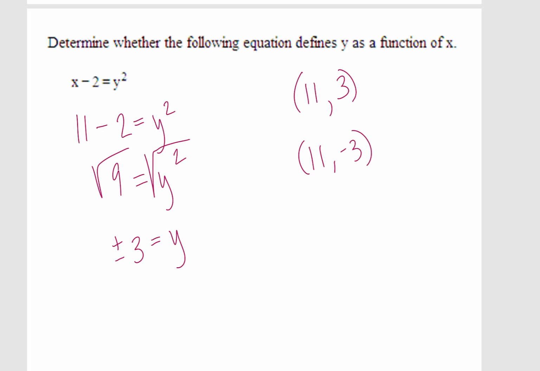So that right there shows us that this is not a function because the one input of x equals 11 is giving us two outputs. It's giving us two y's. So no, it's not a function.